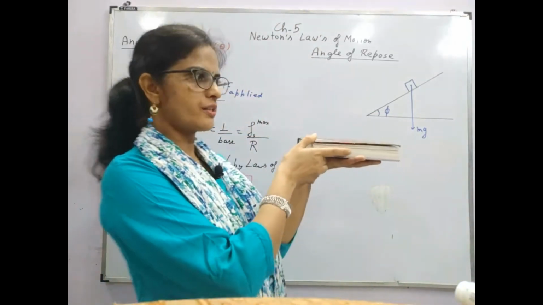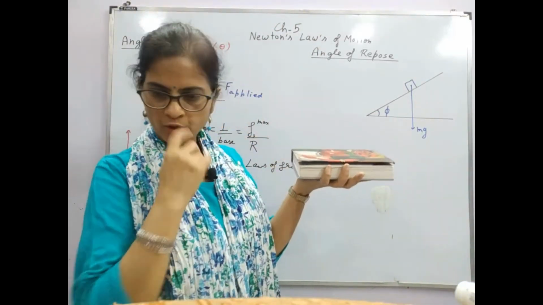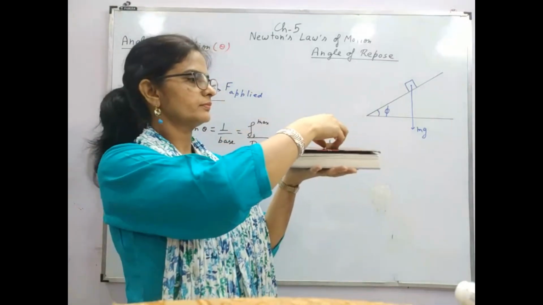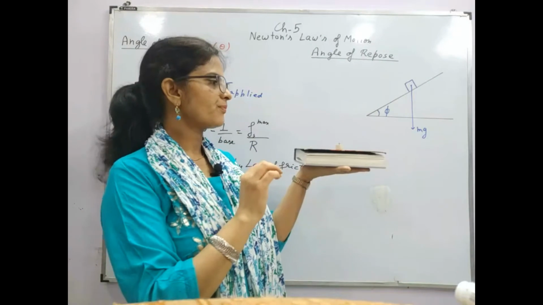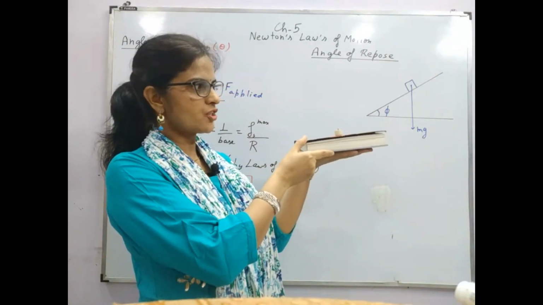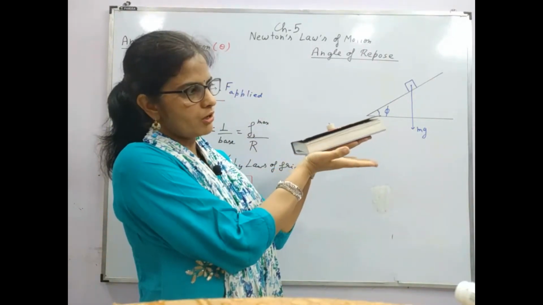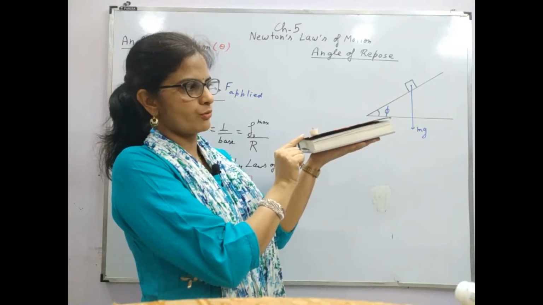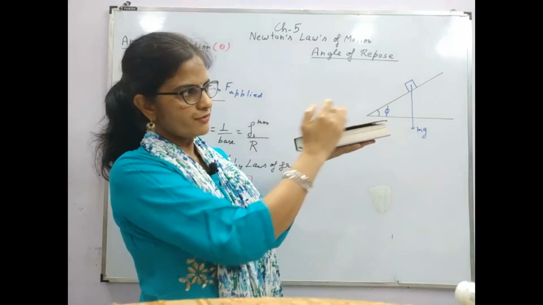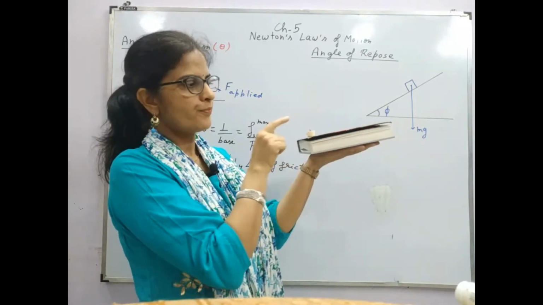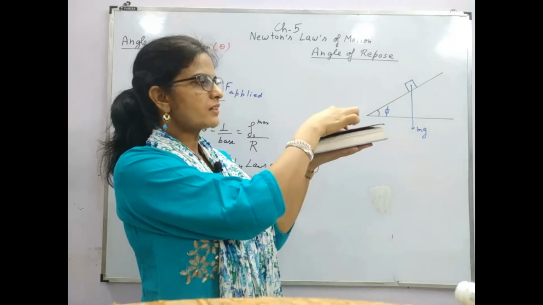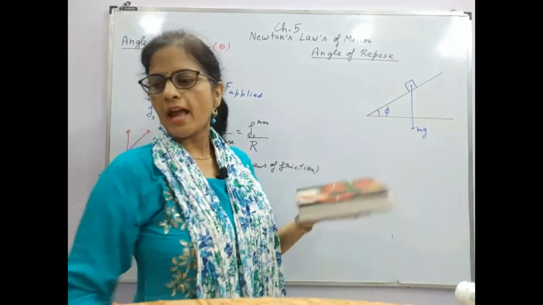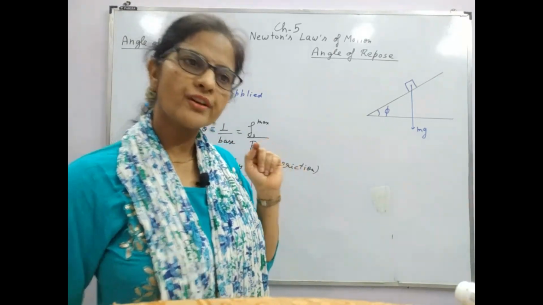If you have this horizontal surface and you keep some object on it, it is kept like this. Now if we start giving inclination to this object with respect to the horizontal, at some angle with the horizontal it starts sliding down. So that angle of the inclined plane with the horizontal at which the object just starts sliding down, this angle is called as angle of repose.